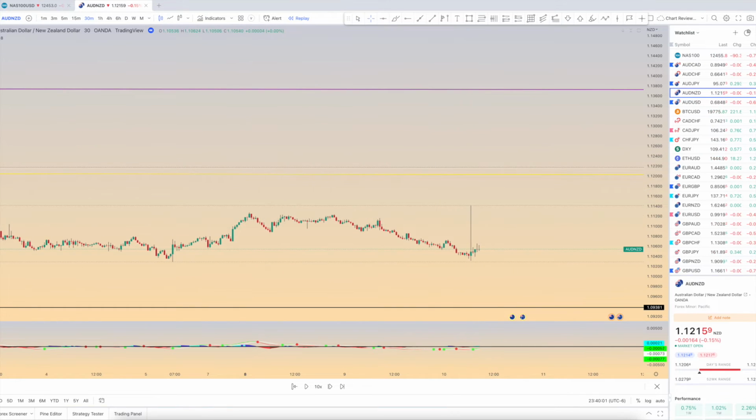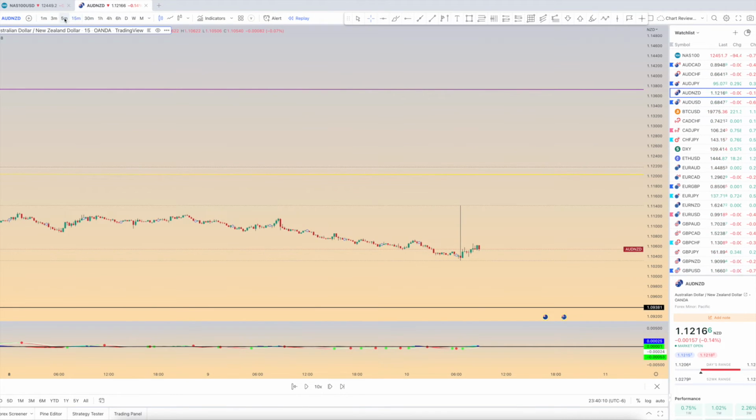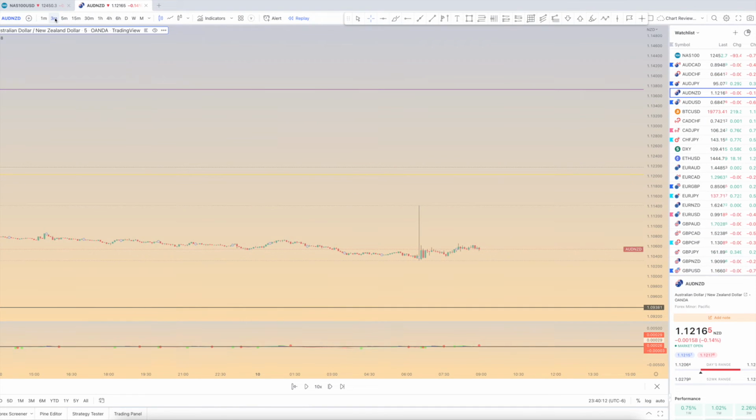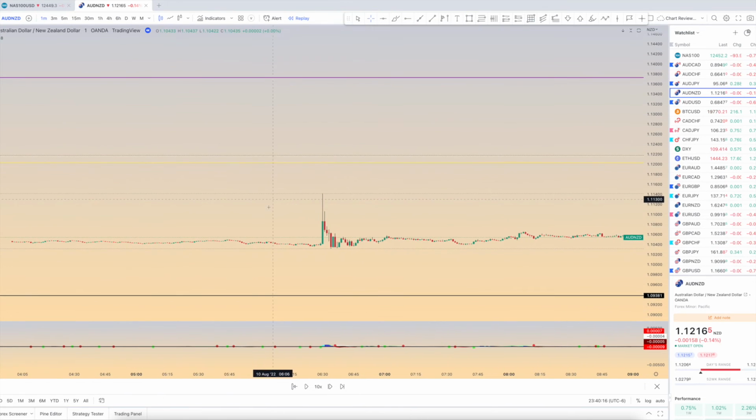Look, even on the 30-minute, right? So let's see how long this actual wick is. That wick is 92 pips, okay? Watch this. 15-minute, still a big wick. 5-minute, still a big wick. 3-minute, oh, now we're getting closer. Look at that. Within 1 minute, you can see it's just dot, dot, dot, dot, dot.